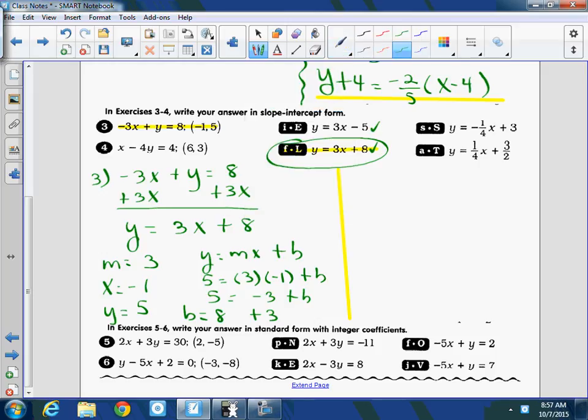Okay, I don't have the M, so I first need to figure out the slope, and I do that by solving for y. So positive x, so x minus 4y equals 4. Okay, to solve for y, what do I have to do? Minus x.